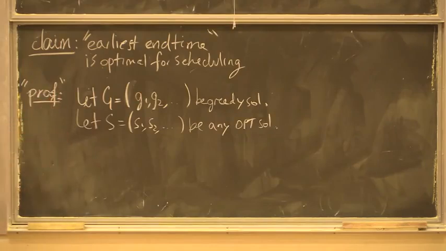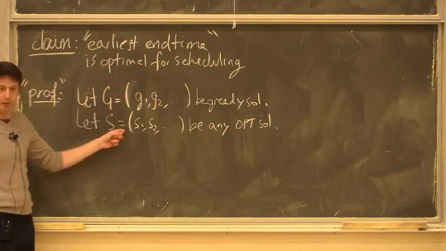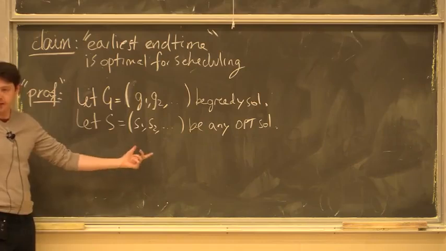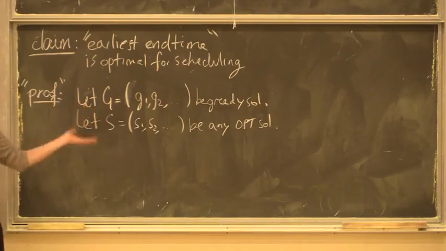Right? We would like to somehow compare these. If I'm able to say that, look, this one is no worse than that one, in terms of size, number of scheduled things, then I'm good. Right? Because this is optimal, and this is what my algorithm outputs. So my algorithm then it is optimal. Right?